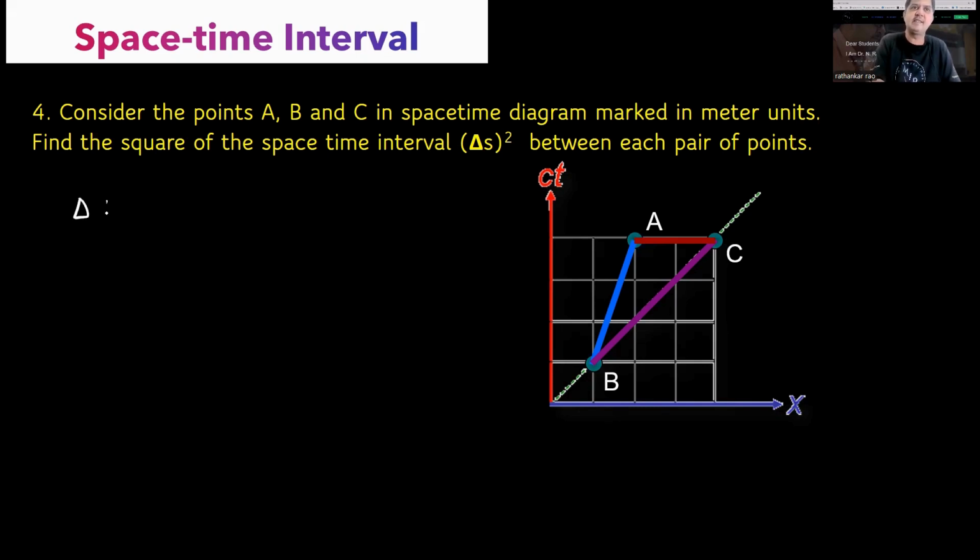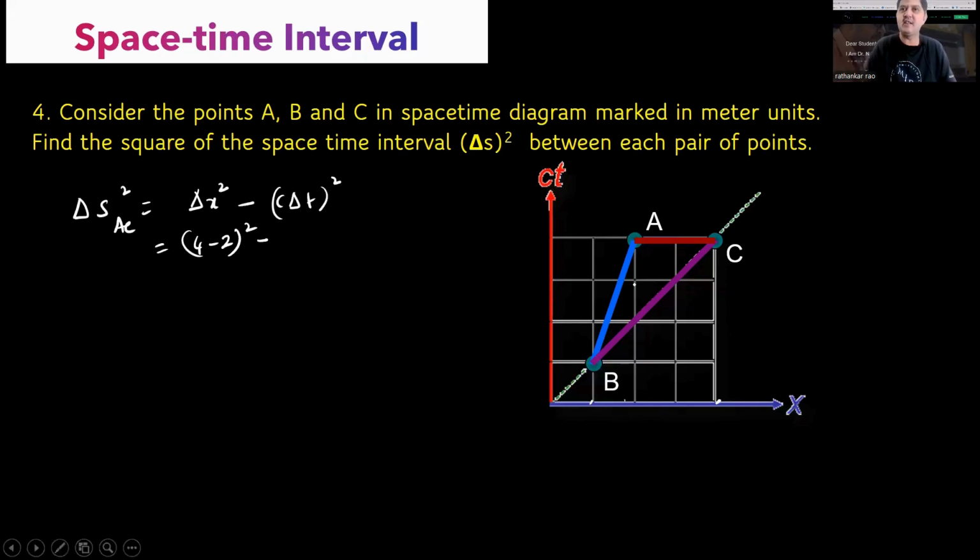So let me calculate delta S square for AC, which will be equal to delta X square minus c delta T the whole square. This is the formula we are going to use. What is delta X along this direction for AC? This is 1 unit, 2 units, 3 units, and 4 units. This is 4 and this is 2. So 4 minus 2 the whole square minus c delta T.